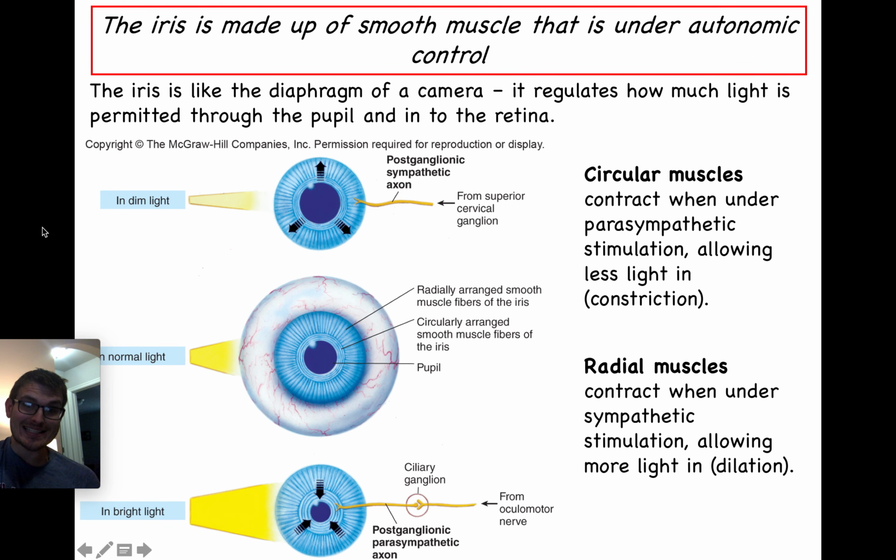In the case of dim light, in which there's not a whole lot of light, think of yourself in a dark room, we can permit ourselves to let more light in and increase our sensitivity to light in the dark. So in those cases, radial muscles, these ones on the outside here, receive information from a sympathetic postganglionic neuron that comes from a spinal nerve. That would be a case where it branches up to get all the way up to the eye. That will release norepinephrine on those radial muscles, and they will expand outward to open up the iris and let more light into the pupil.